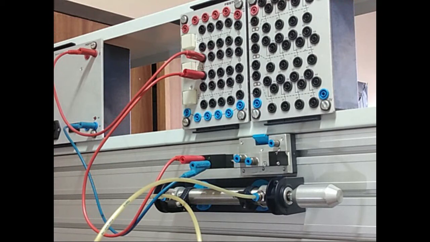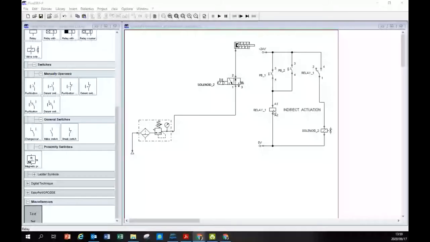Somebody is asking me why there are 2 relays. Where's relay number 2 here? Let's see. I want to go back to the screen. All right. Who is asking? I forgot your name. Matipa. Relay number one.